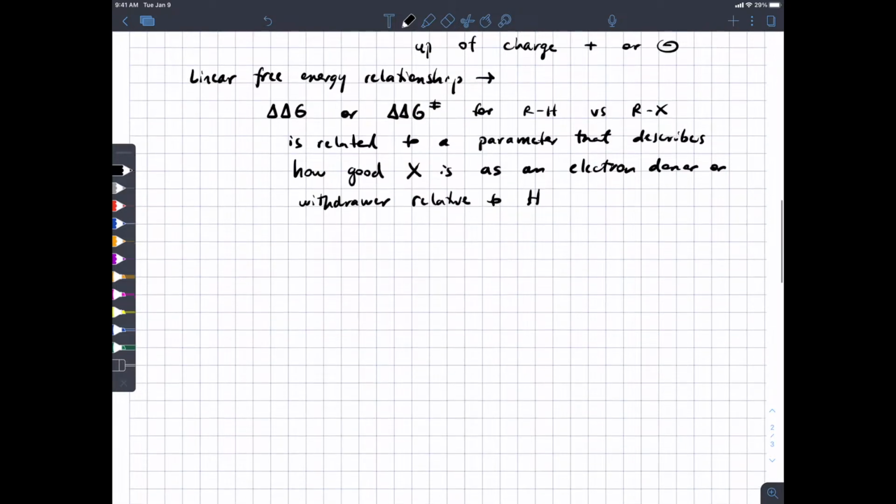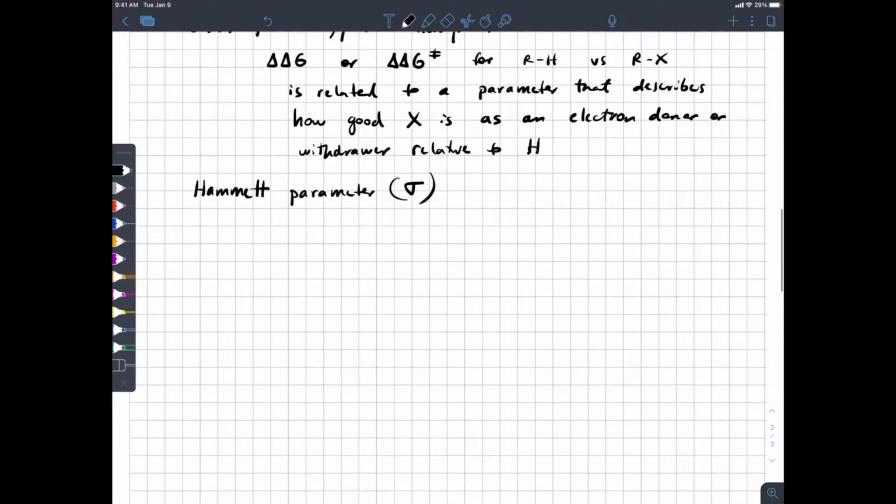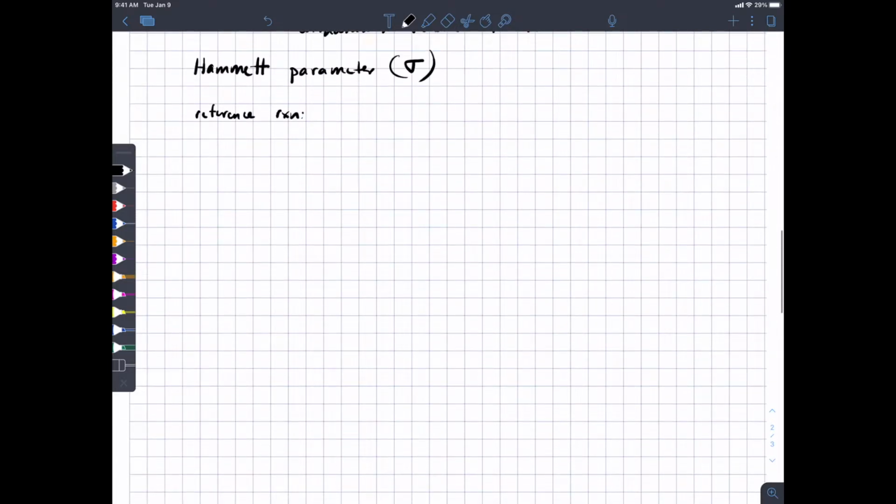The classic example is the Hammett linear free energy relationship. People will talk about a Hammett parameter, sigma, and this is derived from the following reference reaction. At some point in the past, people actually did these experiments and defined these parameters sigma. So the experiment was deprotonation of benzoic acid derivatives.